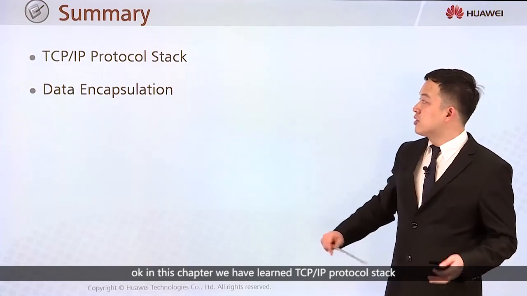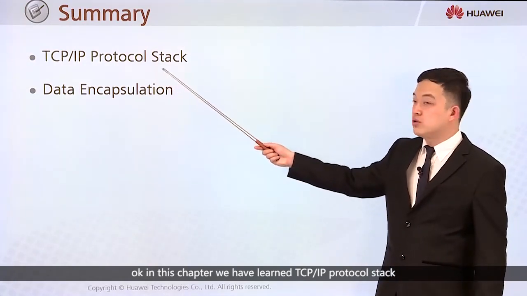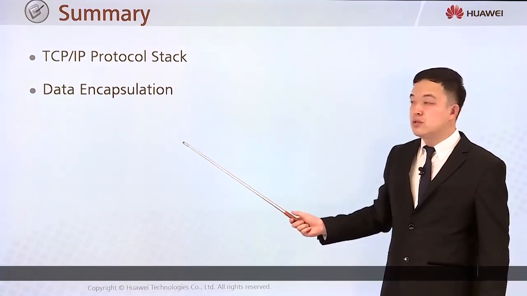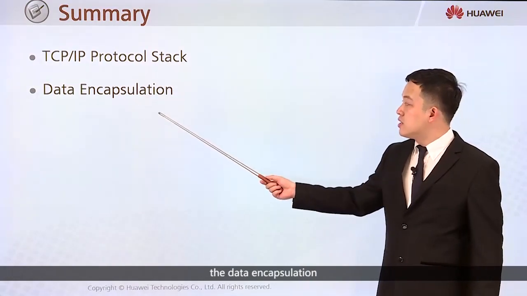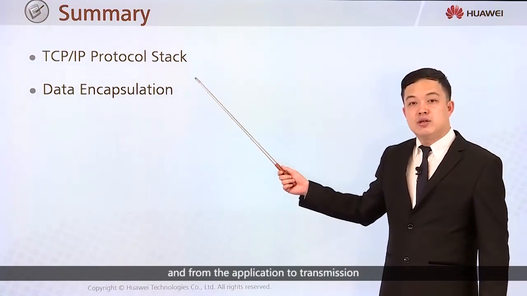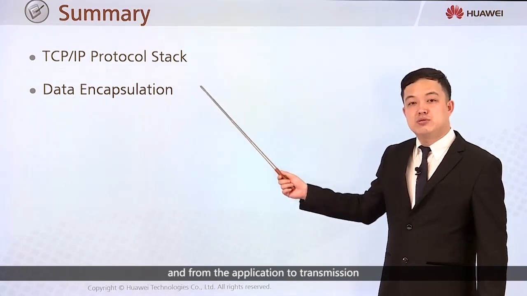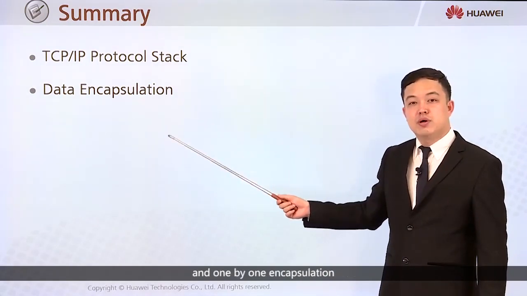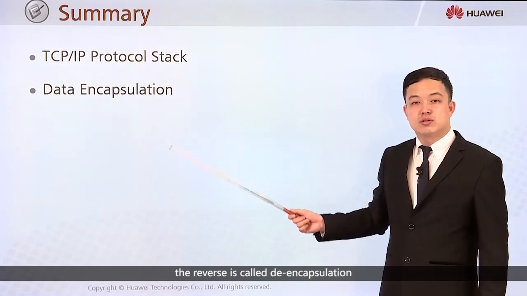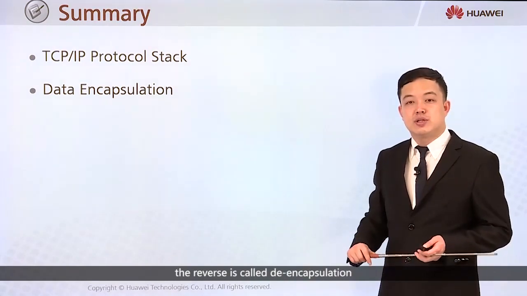Okay, in this chapter we have learned the TCP/IP protocol stack. We have 5 layers. Data encapsulation goes one by one, from the application down to transmission, and the reverse is called de-encapsulation.